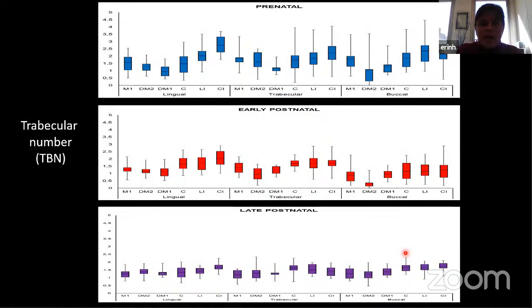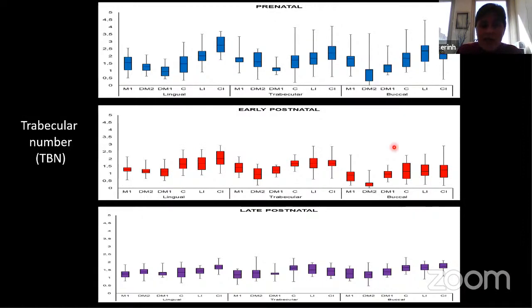If we have a look at our results, I'll focus first on trabecular number. What we noted, particularly in the late prenatal and early postnatal groups, was that we had a far higher number of trabeculae associated with the anterior dentition versus that of the posterior dentition. This trend tended to persist across the lingual, trabecular, and buccal regions. Slightly less so in the trabecular or central part of the basal part of the mandible, but definitely when looking at the lingual and the buccal aspect.